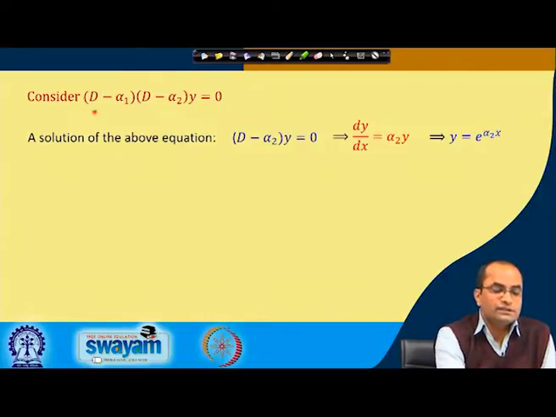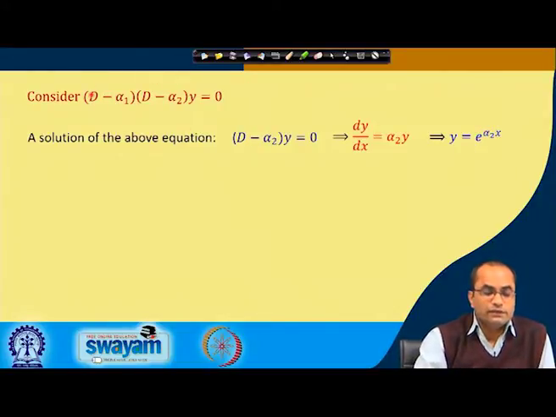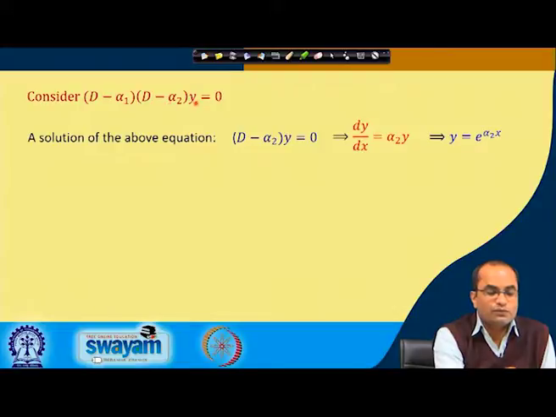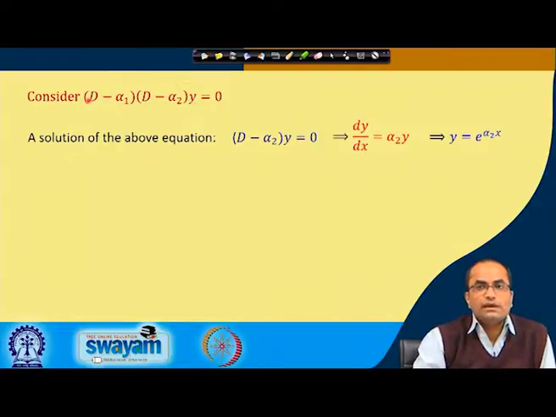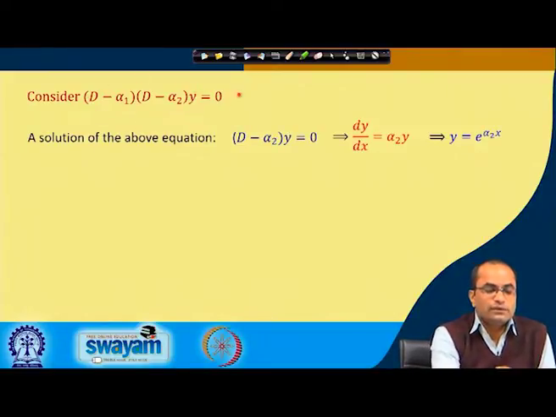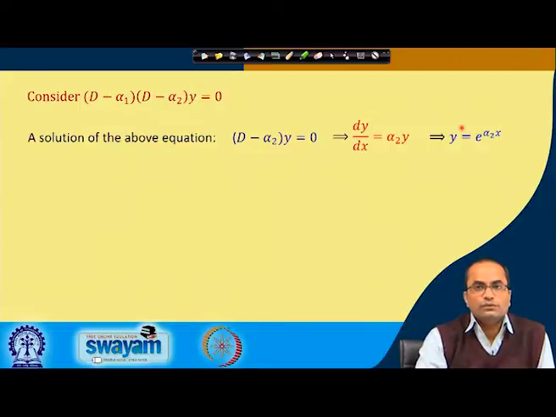So, we have the solution of this part of the given equation. This y is equal to e power alpha 2 x will satisfy the given equation, because D minus alpha 2 on y is 0, and when we operate D minus alpha 1 on 0, the answer will be 0, meaning that the equation will be satisfied by this solution.